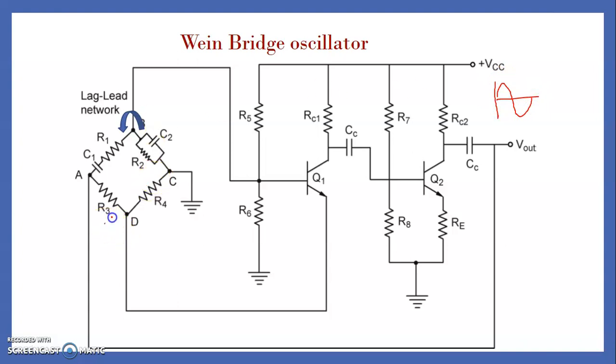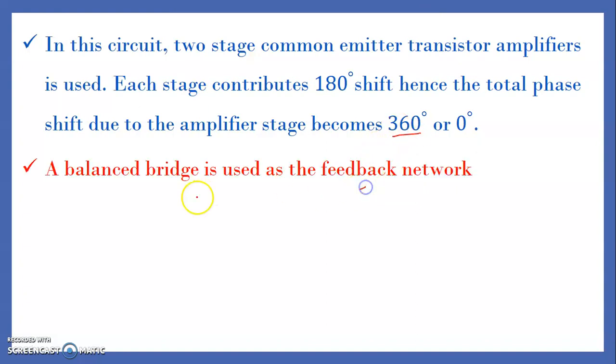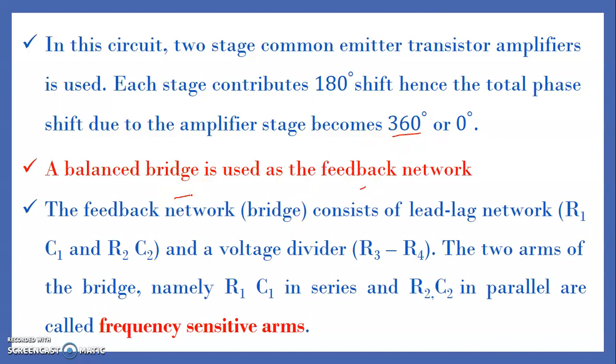The amplitude is determined by R3 and R4 and the frequency is determined by R1, C1, R2 and C2. Is it okay? Right. Now, as I had told already, the common emitter stage itself produces a phase shift of 0 degree or 360 degree. The feedback network is nothing but the balanced bridge. In this, R1 C1 R2 C2 is referred to as the lead lag network, and R1 C1 R2 C2 is referred to as the frequency sensitive arms, since it determines the frequency of oscillations.